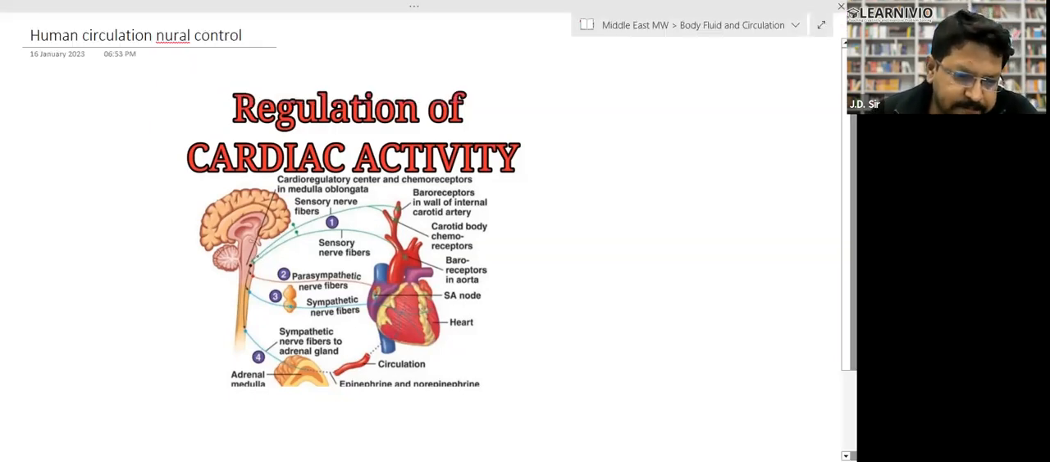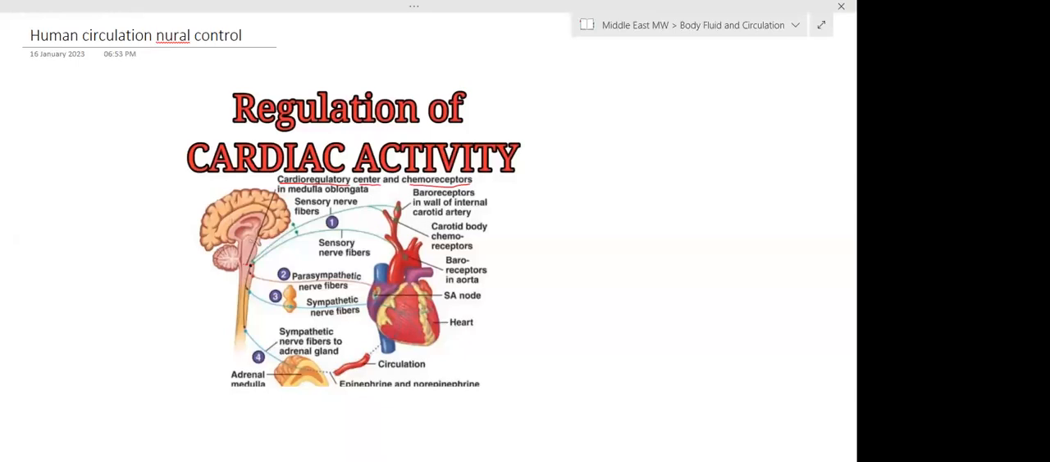So the first point you can see, the below one, this stalk part, this is called medulla oblongata, and this upper swollen kind of part, this part is called pons, right? So you can see the medulla part, this part below this one. So cardio-regulatory center and chemoreceptor. Cardio means heart, regulatory means regulator, center, and chemoreceptor means the receptor which receives the chemical, right? They are present.